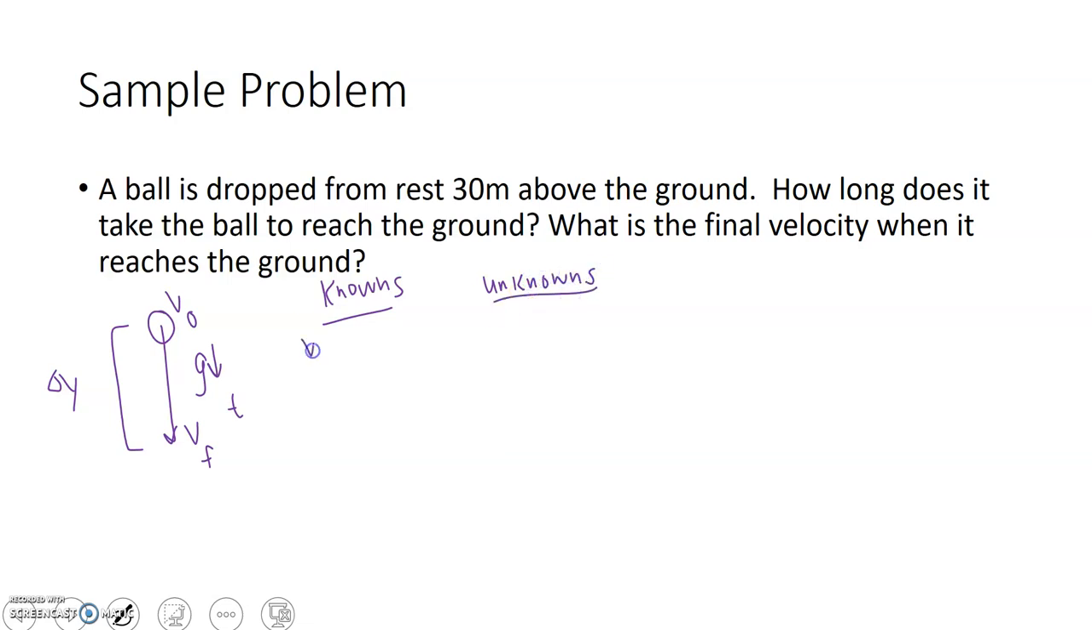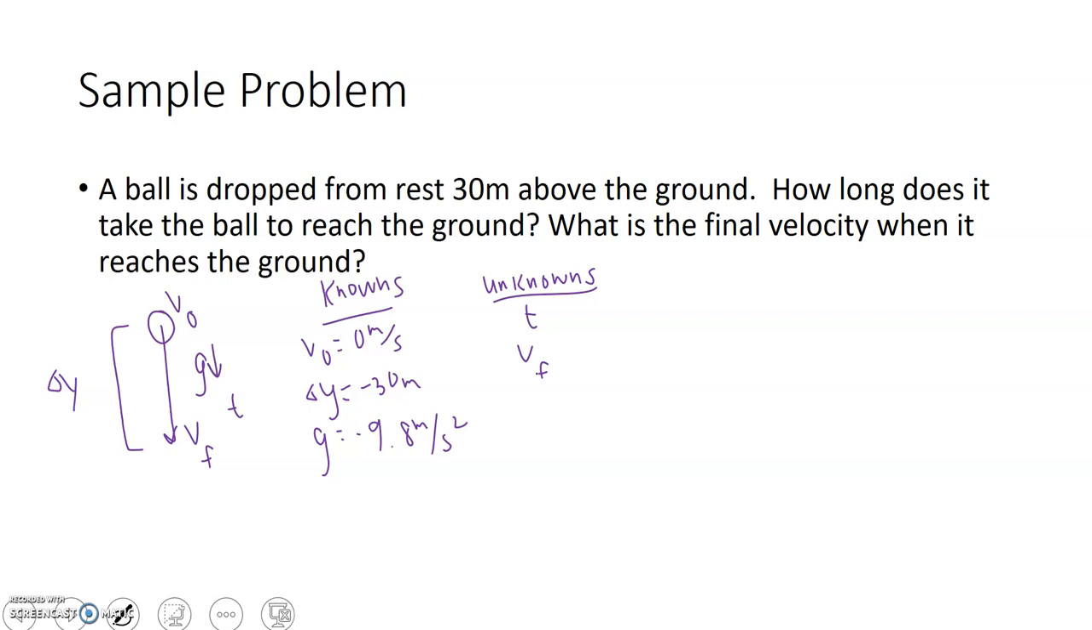We know the initial velocity is 0 meters per second. We know that the ball falls 30 meters, so we have a negative 30 meters. We have to read between the lines a little bit. The acceleration due to gravity isn't given, but this is a constant, always negative 9.8 meters per second squared. And we are looking for how long it takes to hit the ground and the final velocity.